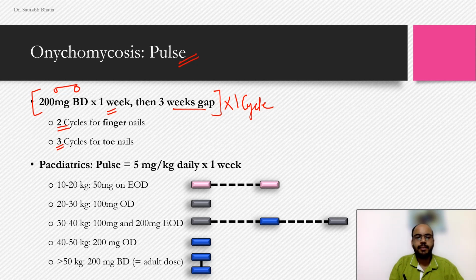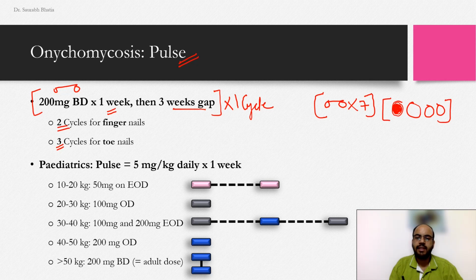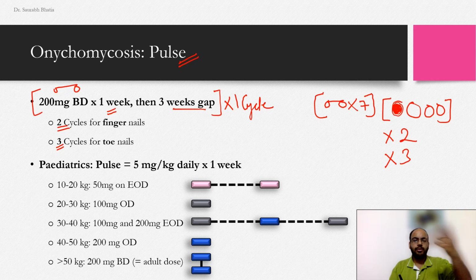So the way I explain to my patient is that you have to take the capsules 2 times a day. You take it for 7 days, and this becomes 1 week. After taking for 1 week, you skip for the next 3 weeks, and this becomes one cycle. So you have to give 2 such cycles, or 2 monthly treatments, if you're treating fingernail onychomycosis, and if you're treating toenail, you have to increase it to 3 months.